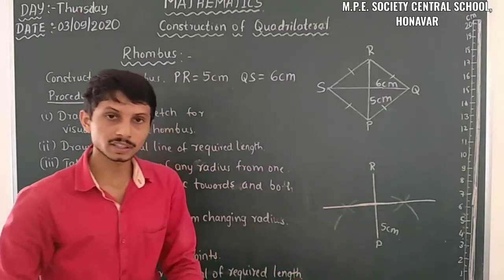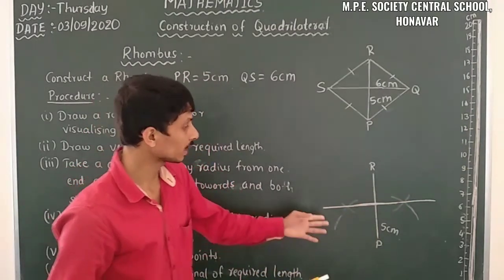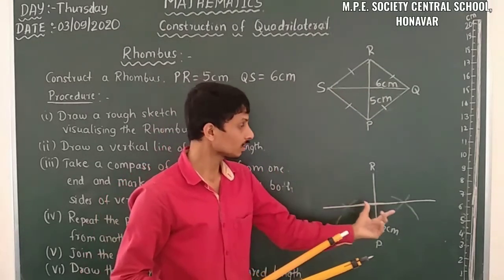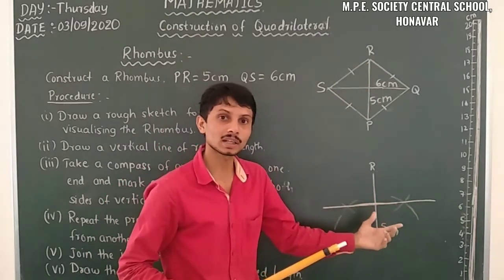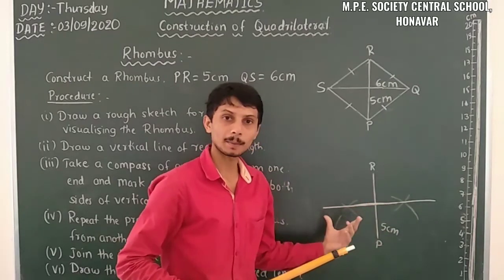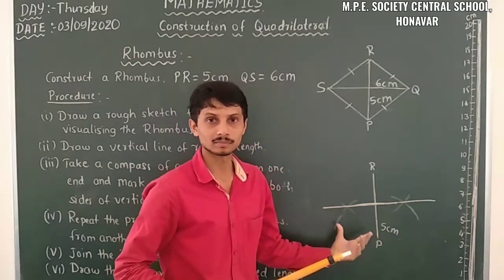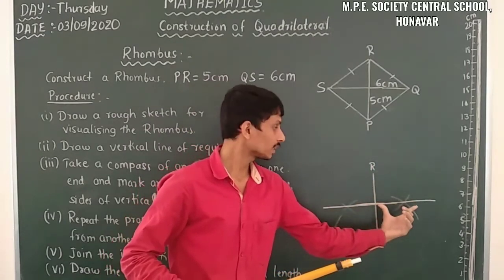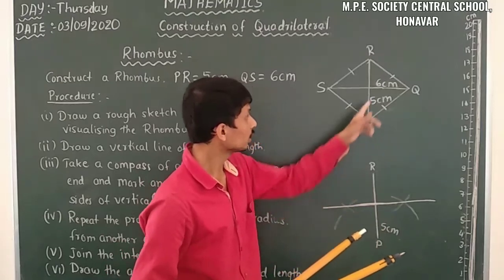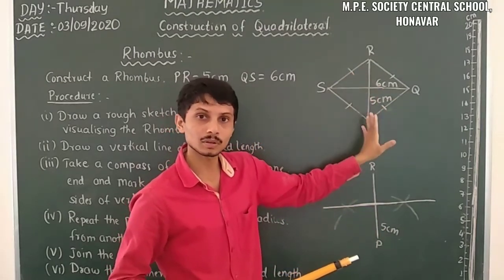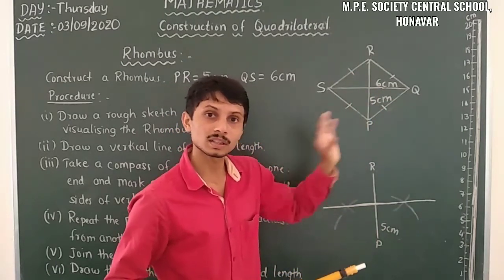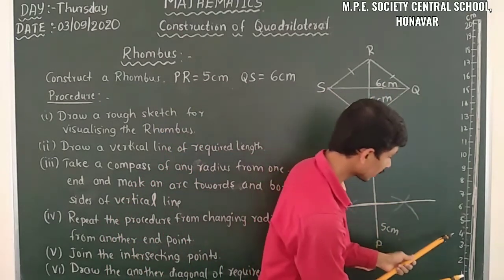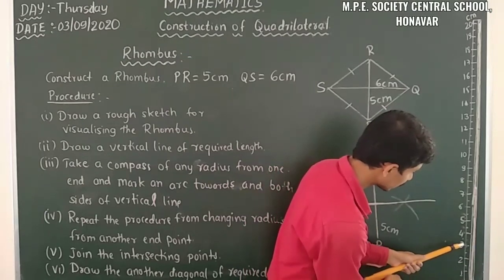Then what do we have to do? We have to take the length of the other diagonal, 6 centimeter. Remember, we have to take half of the length of the diagonal here and half of the length here, the exact length on both sides. Since it is 6 centimeter, we have to take the half of the length, which is 3 centimeter.